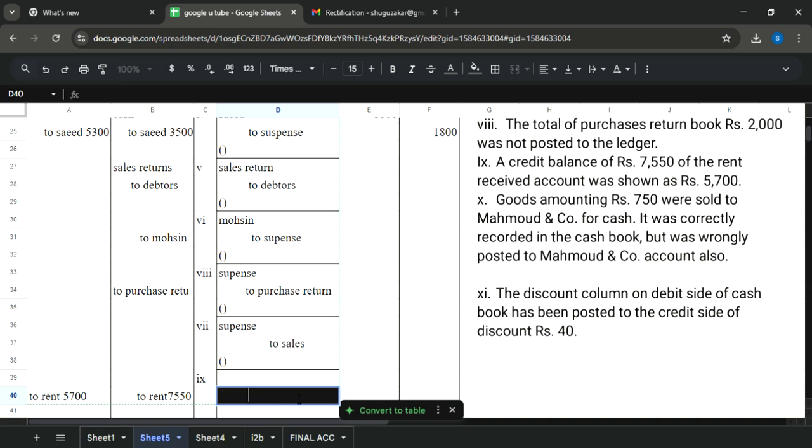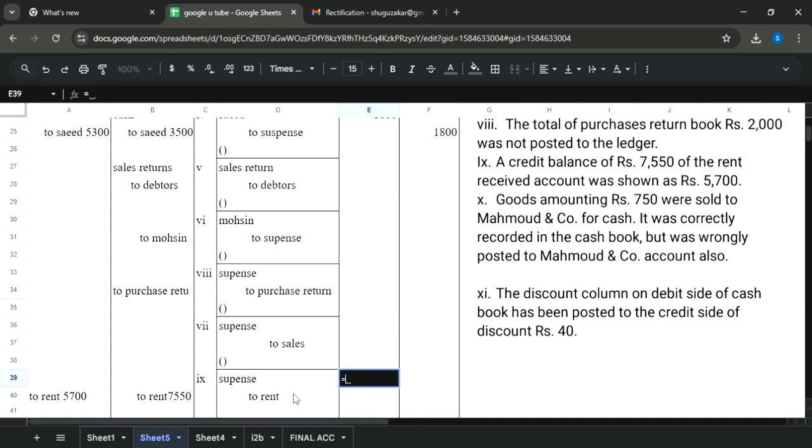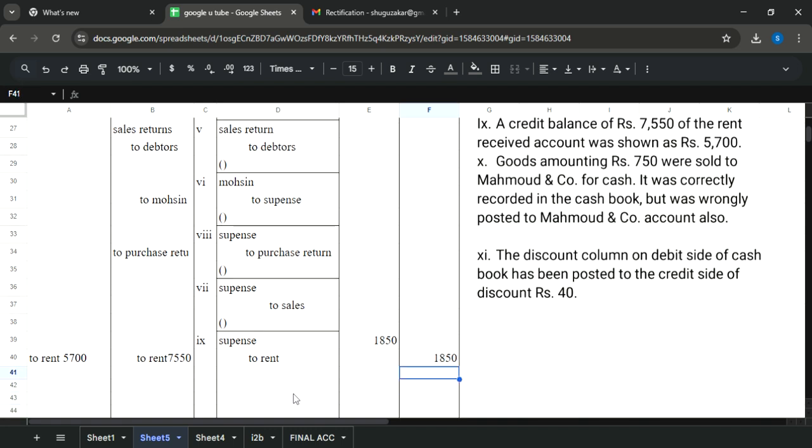Rent was credit, so you will write rent again in credit side. Nothing is present to be written on debit side. You will post suspense. And as you know, in undercast and overcast, you will write the difference, 7550 minus 5700. So in this way, amount has been calculated. You will be writing it to both sides. Entry number 9 is completed.